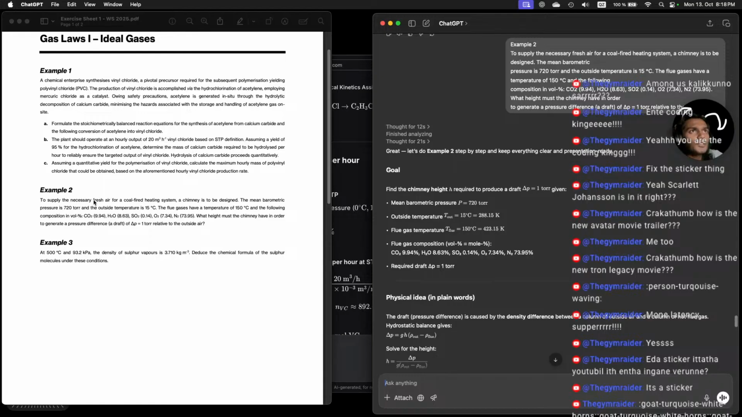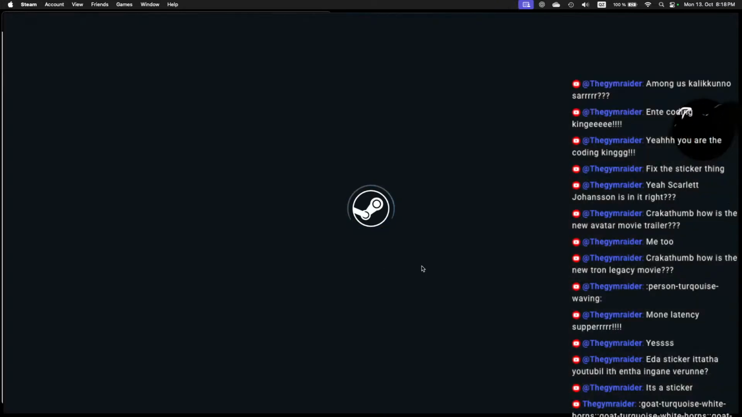To supply the necessary fresh air for a coal-fired heating system, a chimney is designed. Where is steam? Chimney is designed the mean barometric.